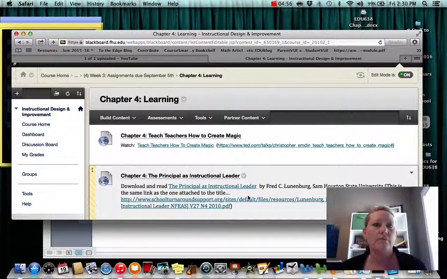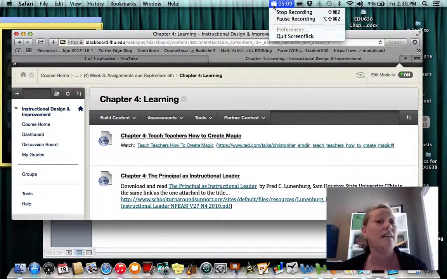You will attach your assignment in this Blackboard folder, and there will be a place for you to do that, as well as this narrative and the instructions that go along with it.